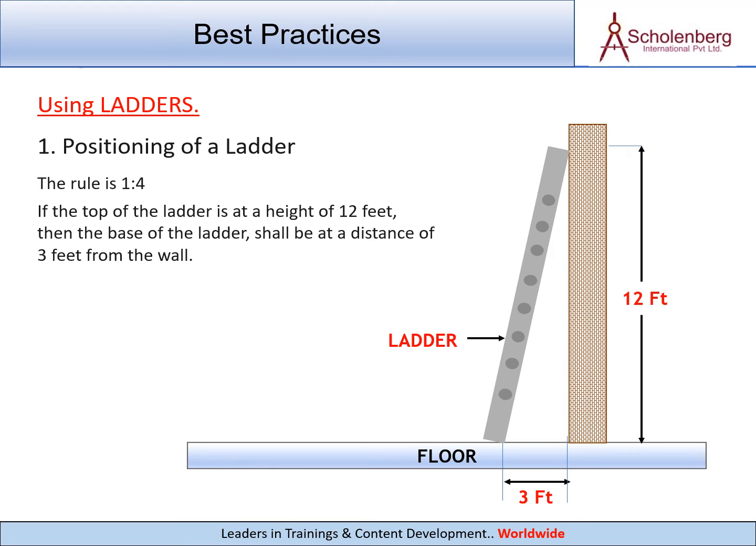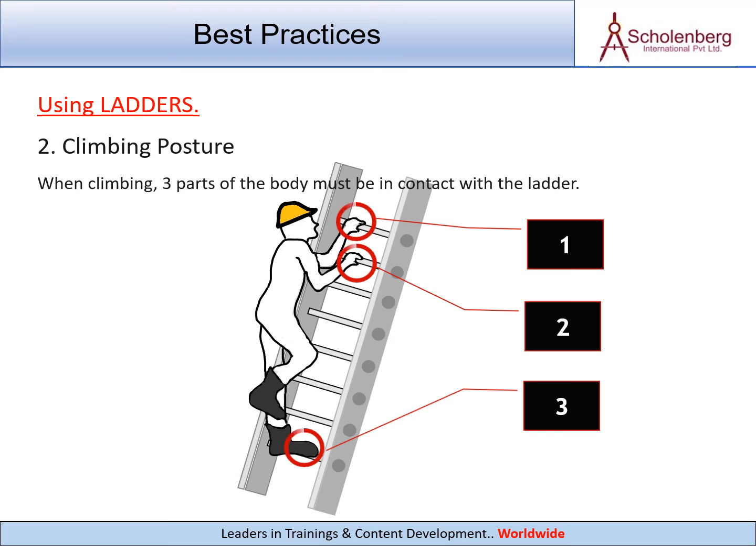Using ladders. 1. Positioning of a ladder. The rule is 1:4. If the top of the ladder is at a height of 12 feet, then the base of the ladder shall be at a distance of 3 feet from the wall. 2. Climbing posture. When climbing, 3 parts of the body must be in contact with the ladder.